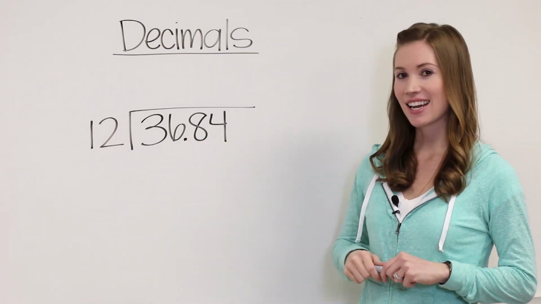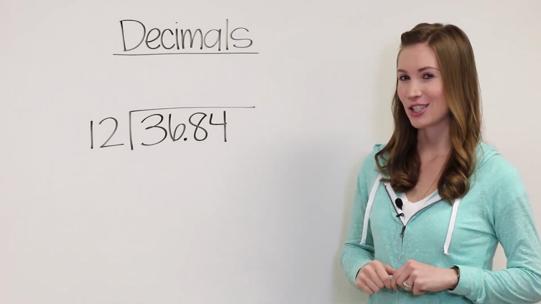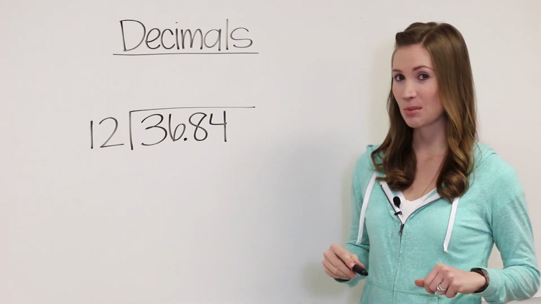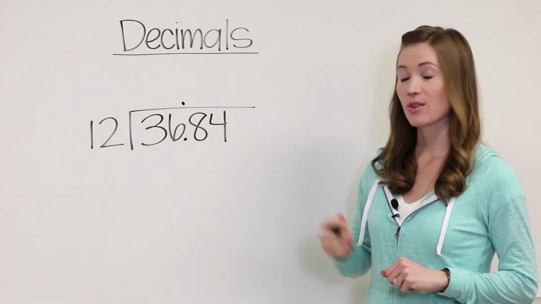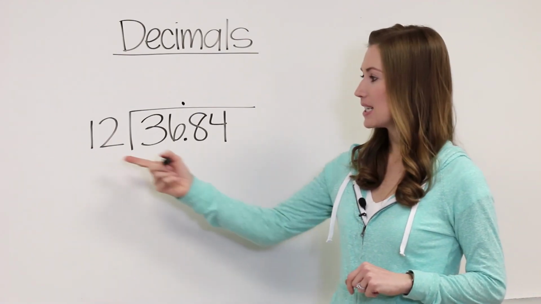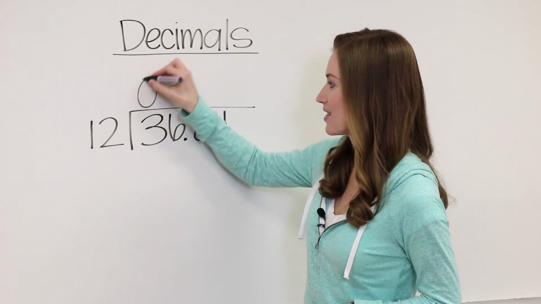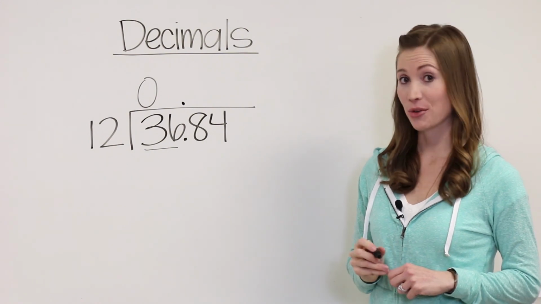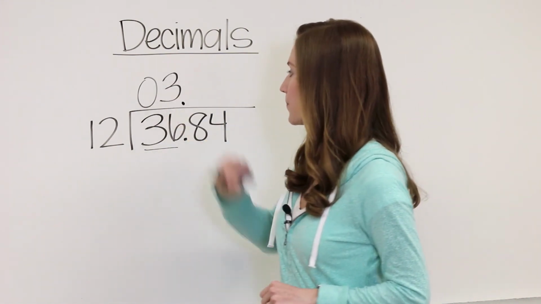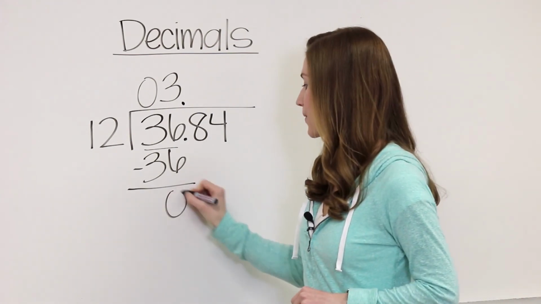Now, are you ready to divide and find our quotient? Let's do it together. Now, what's the first thing we need to do? If you said bring up the decimal point, that's correct. We don't want to forget about that guy. Then we're just going to divide as usual. How many times can 12 go into 3? It can't, right? So we'll put a 0. How many times can 12 go into 36? 3. We'll write the 3, and 3 times 12 is 36. So we'll subtract 36, and we're left with 0.